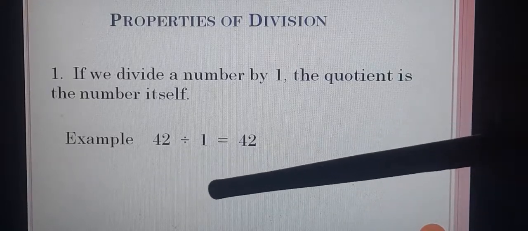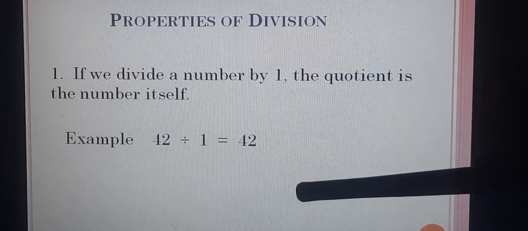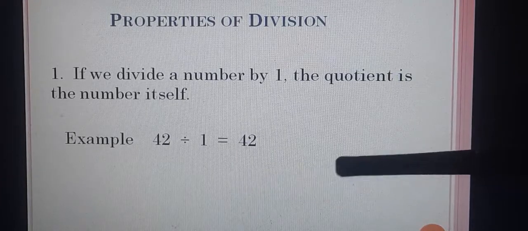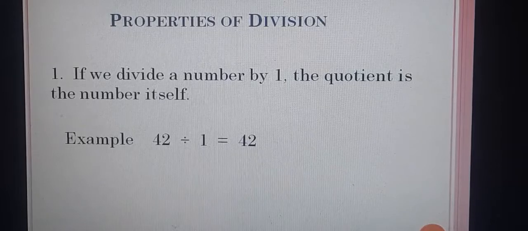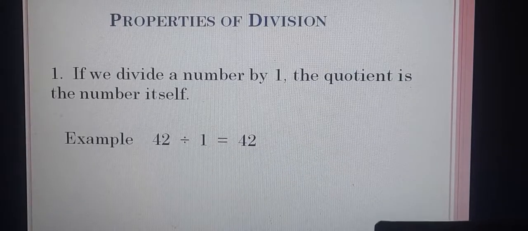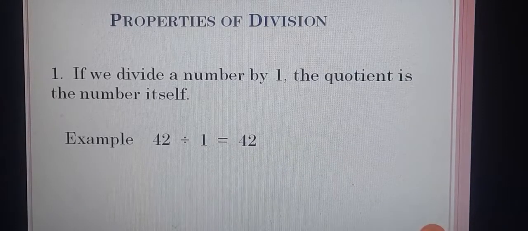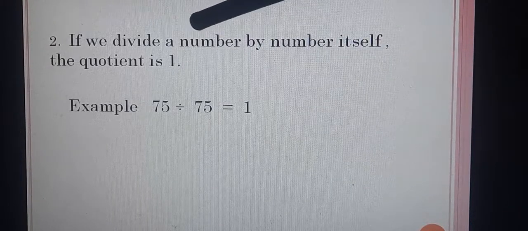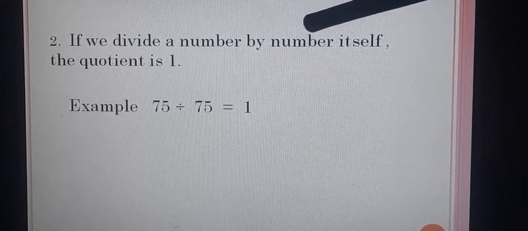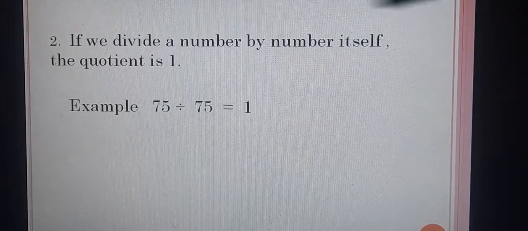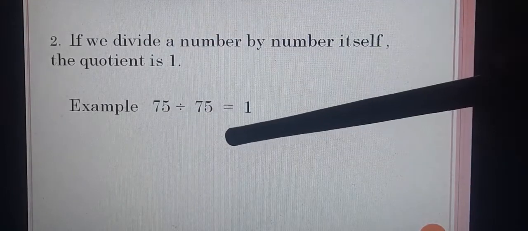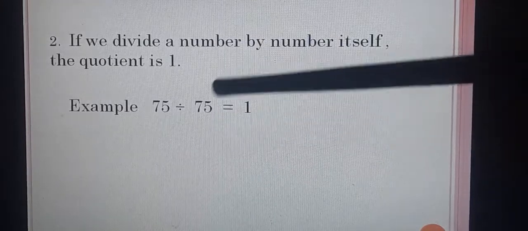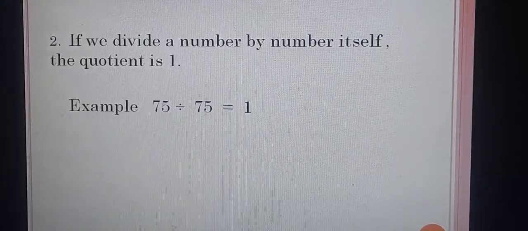If you are dividing 4293 by 1, quotient will be 4293. Whatever number is given will become the quotient only. Next property, if we divide a number by number itself, the quotient is 1. When the number is divided by itself, see this example, 75 divided by 75, and quotient will be 1 only. Right?